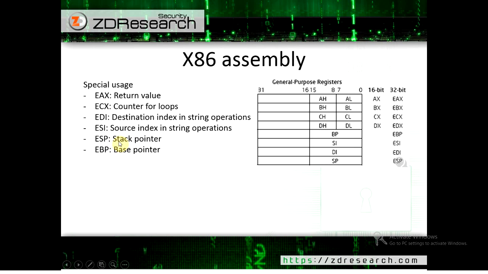Two other special usages that are the default in most compilers: the ESP register is used as the stack pointer. It always stores the current index of the stack. So when we use, for example, the push instruction to push something on the stack, it uses the ESP register. And the EBP register is used between function calls as the base pointer to save the stack frame between function calls.